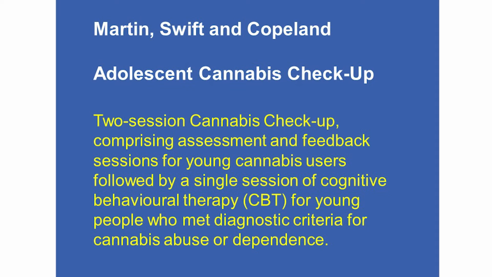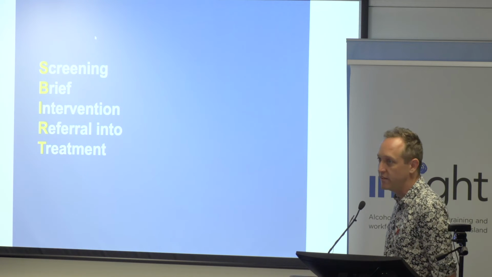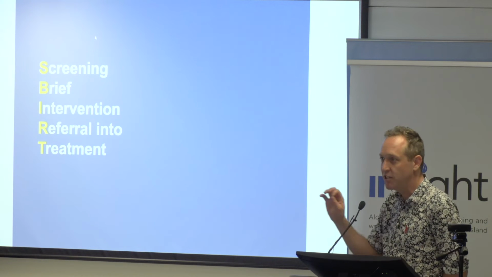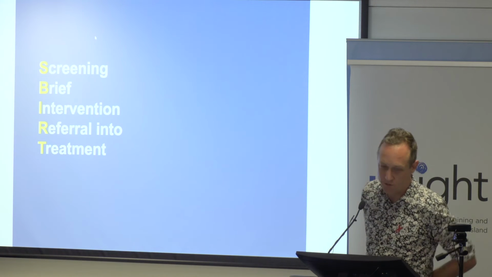Okay. Just to let you know, I'm not going to talk about this now, but are people aware that Martin Swift and Copeland developed an adolescent cannabis checkup a number of years ago now that is still available online? It's a 2-session kind of assessment and feedback session for young cannabis users, followed by a single session of CBT. And then lastly, we've got the SBIRT, which is an American kind of model. The Americans have just done really well to coin stuff we do in general practice, package it up and sell it. But essentially SBIRT stands for Screening, Brief Intervention and Referral to Treatment.